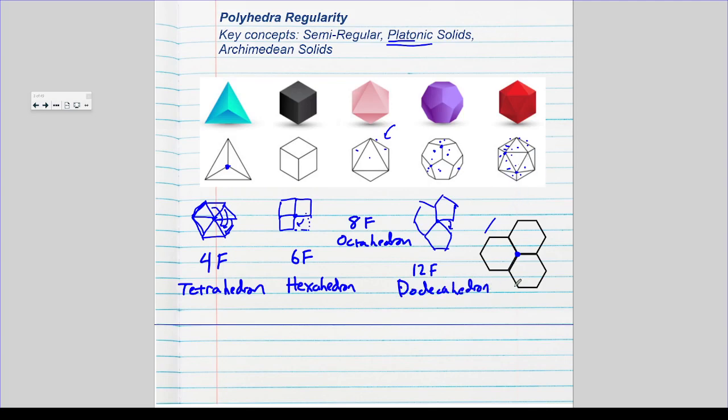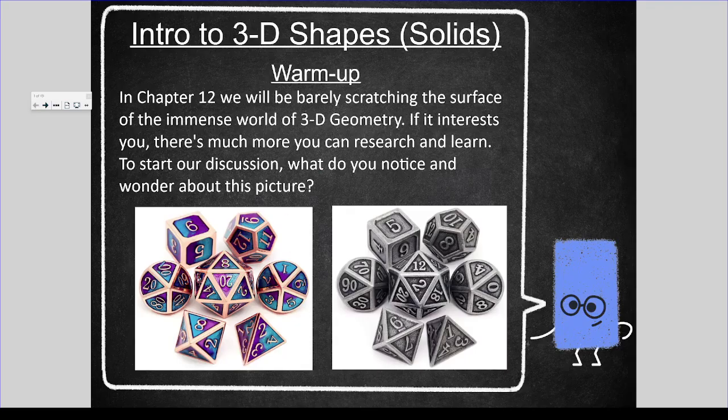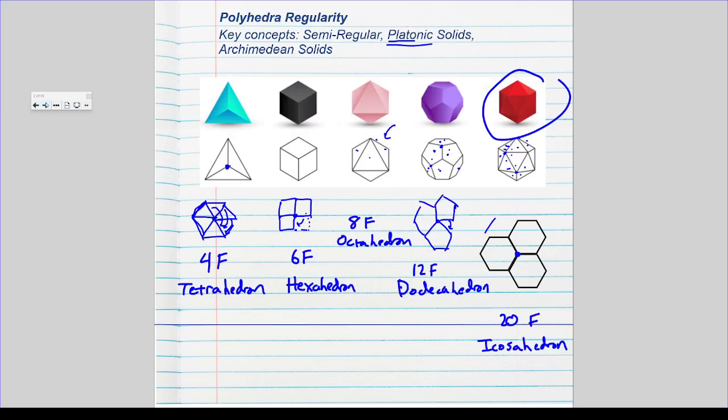And then finally, this last shape has 20 equilateral triangle faces, this red one, and we call it an icosahedron. And these are also typical dice used in tabletop role-playing games like you saw on the warm-up slide. So these are called a D4, D6, D8, D12, and D20 within gaming, using them as dice.